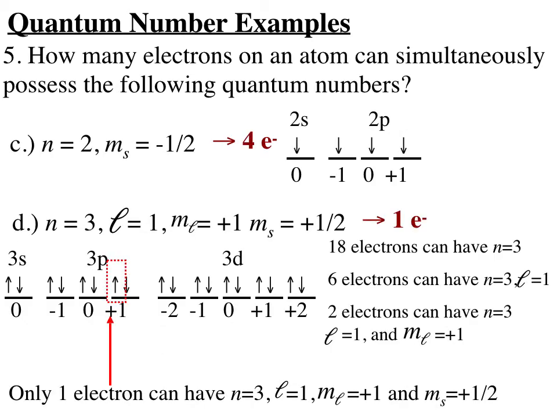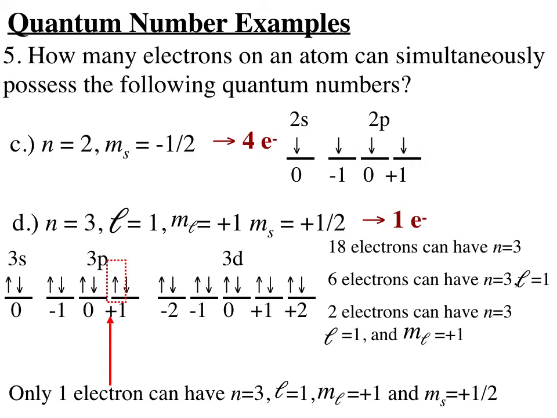In case 5C, the quantum numbers you're given that electrons possess on a particular atom are that n equals 2 and m sub s equals -1/2. Now, m sub s equals -1/2 means I have a spin down electron. So what we need to know is how many spin down electrons can fit on energy level 2.